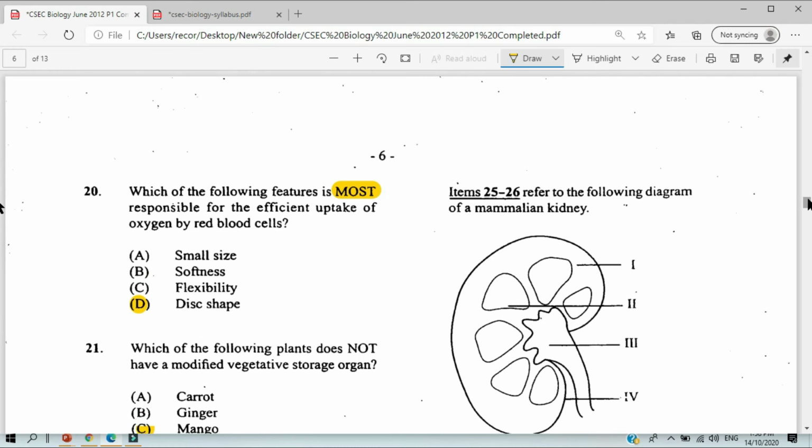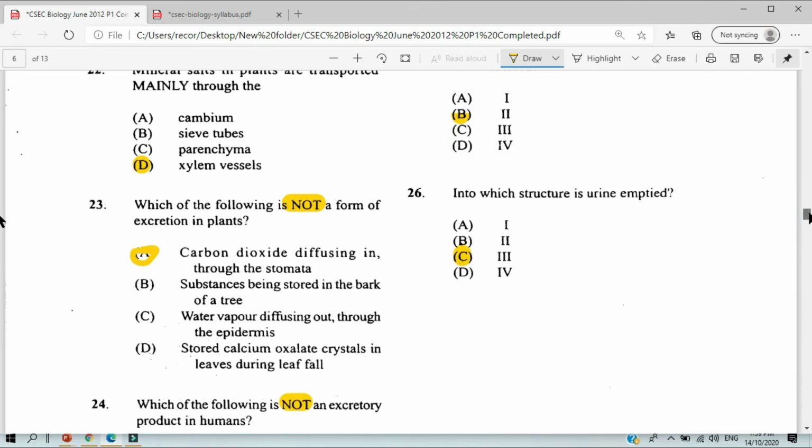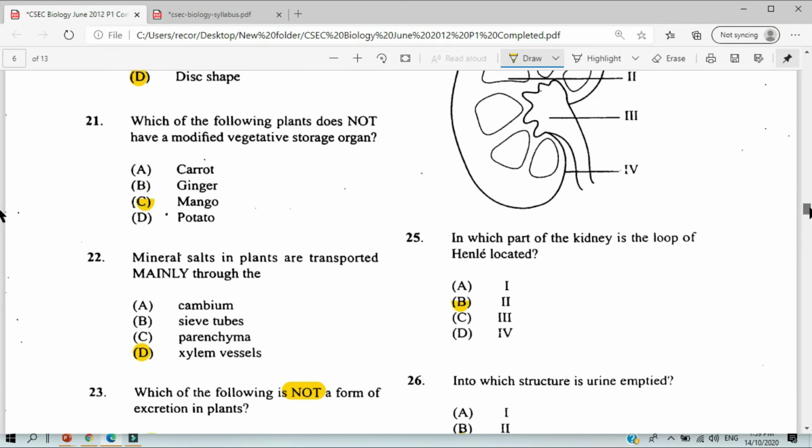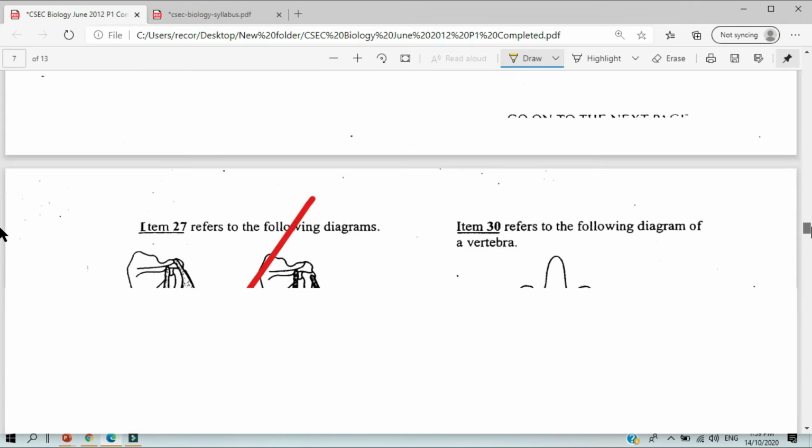Now we're looking at the kidney. Questions 25 to 26 refer to the following diagram of a mammalian kidney. There we have it nicely labeled. It asks us in which part of the kidney a loop of Henle is located, and we think it is B, right here in the medulla. So that's where we think it would be located. Now, into which structure is urine emptied? We're thinking that's going to be C. Pretty much that's the pelvis. That's where we think the urine will be emptied.